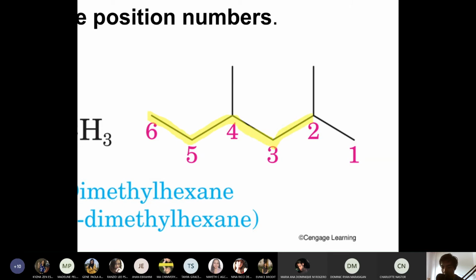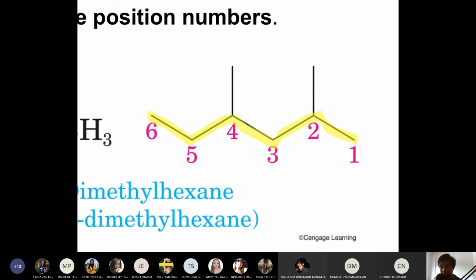Ito yung longest chain daw. Okay. So ang longest chain natin ay may ilang carbon? 6 carbons. 1, 2, 3, 4, 5, 6. So ang pangalan niya ay hexane. Then mapapansin mo, you have the same substituents. We have your CH3 here, then another CH3 there. So, ano pangalan nito? Methyl. So, ito, methyl.